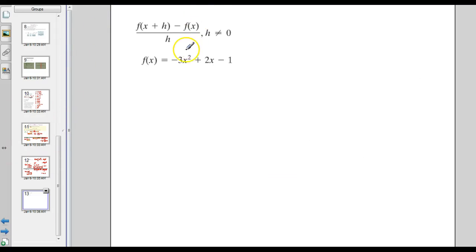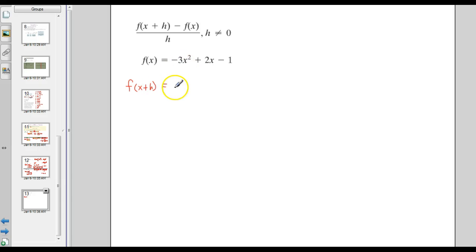Alright, now, the toughest one you'll see here. When you get to calculus, like I said, you need this for calculus. You'll see much tougher than these. But for right now, just to get the hang of it, this might be the toughest type that you'll see. You've got an x squared and an x term. But the process is always the same. First, find f of x plus h and simplify.